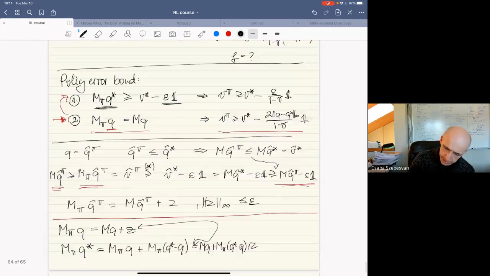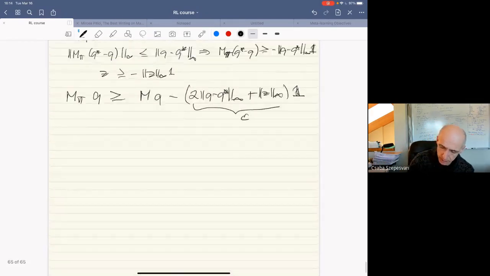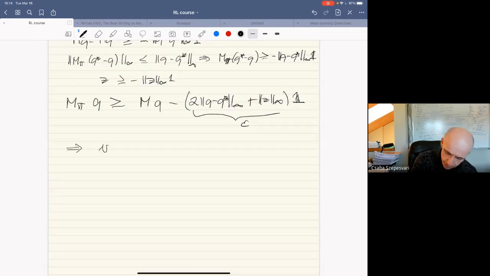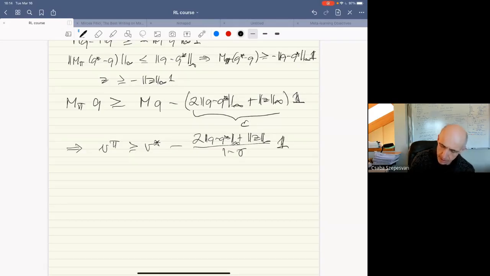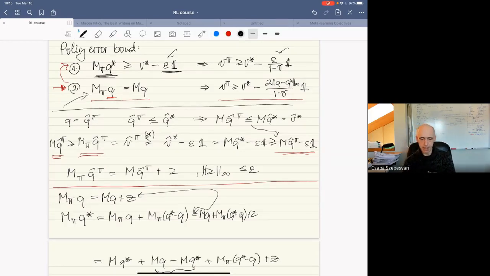And by this policy error bound, by this part 1, the policy error is epsilon over 1 minus gamma at most. So from this, it follows that v pi is at least v star minus 2 times q minus q star plus the deviation of z, divided by 1 minus gamma times 1. Right, so that's a slight relaxation of this second result where we allow some errors. So you can use this with q hat of pi.